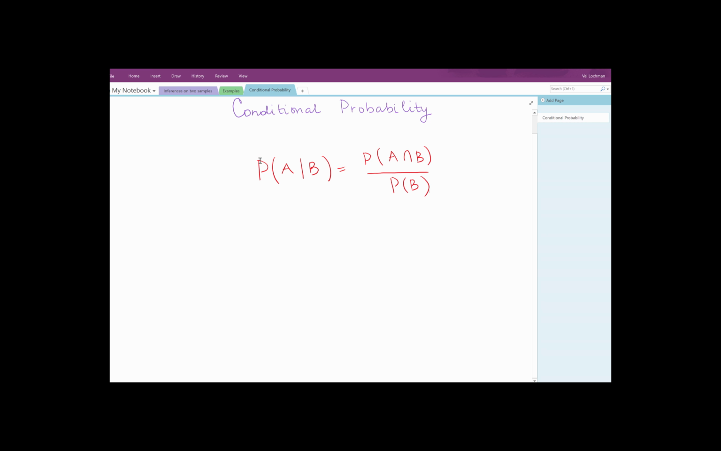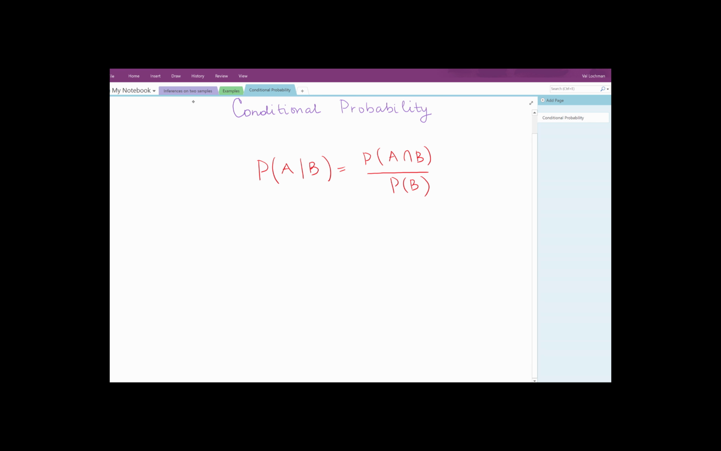So in general, the probability of event A, given that event B happened, and this vertical line right here represents that this is a conditional probability, is computed by finding the probability of two events happening at the same time, divided by the probability of B. So what would be a good example to consider?